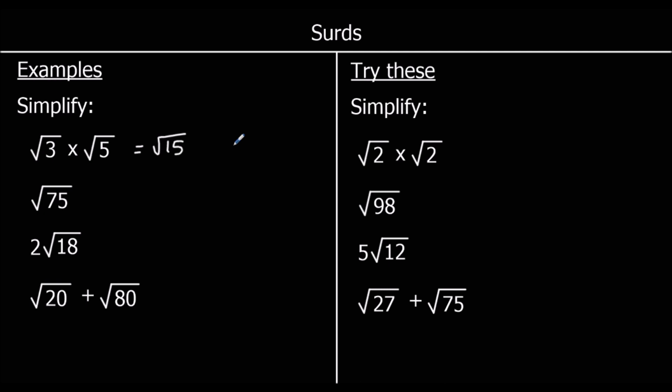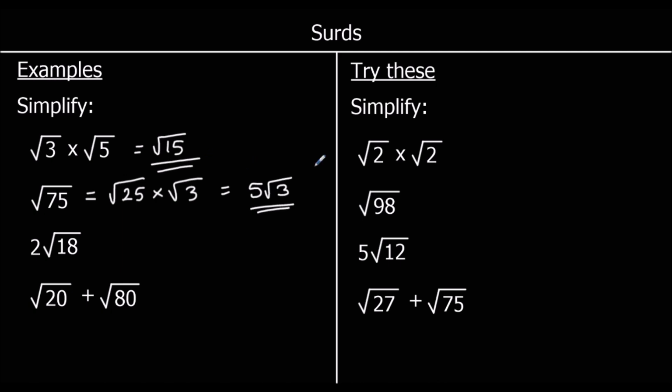For the second one, we've got root 75. We can simplify a surd by looking at the square numbers that are factors of that surd and taking them out. So root 75, 75 is 25 times 3. So root 75 is root 25 times root 3. And root 25 is 5. So it's 5 times root 3, or just 5 root 3.